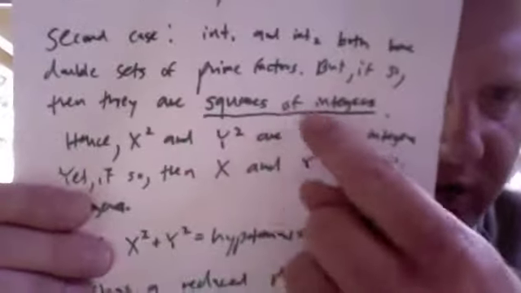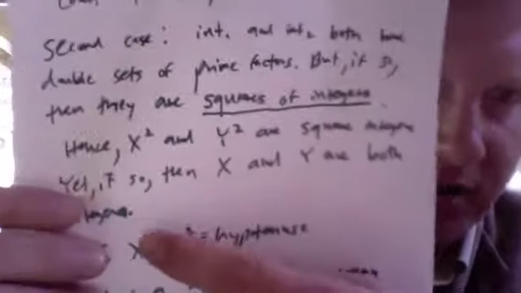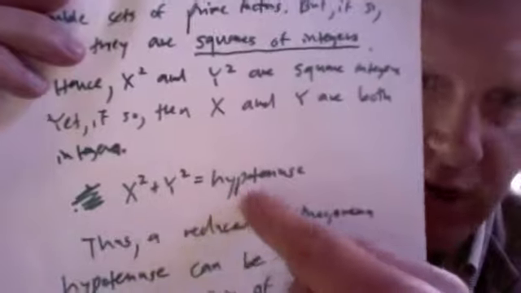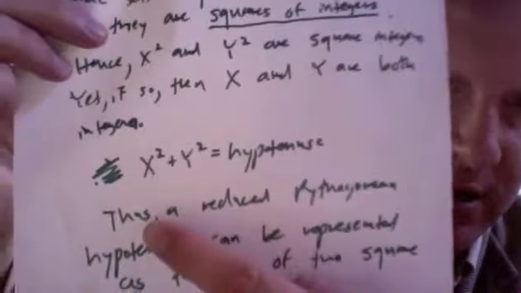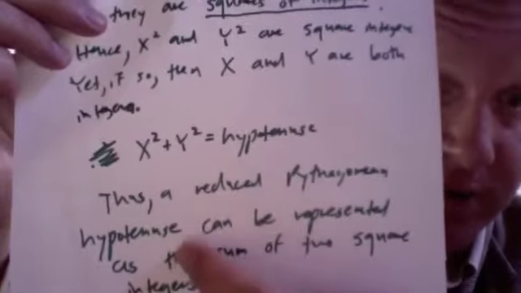Then there are the squares of integers. Hence, x squared and y squared are square integers. But if so, then x and y are both integers. Now remember that x squared plus y squared is equal to the hypotenuse of a reduced Pythagorean triplet. Thus, a reduced Pythagorean hypotenuse can be represented as the sum of square integers.